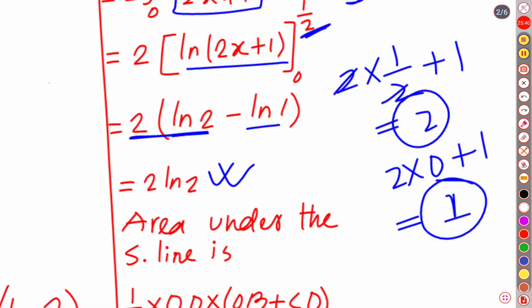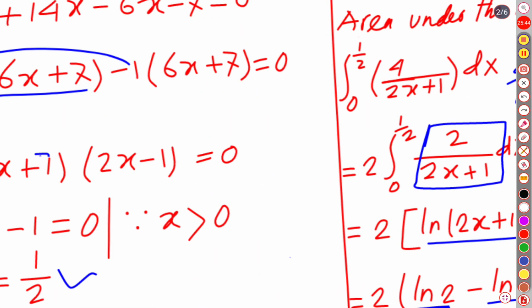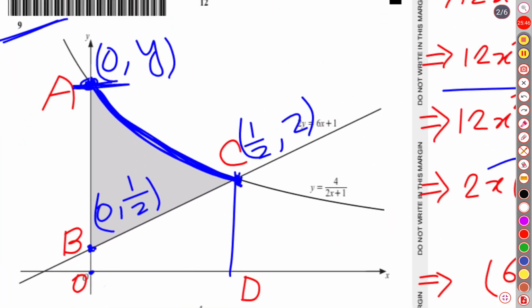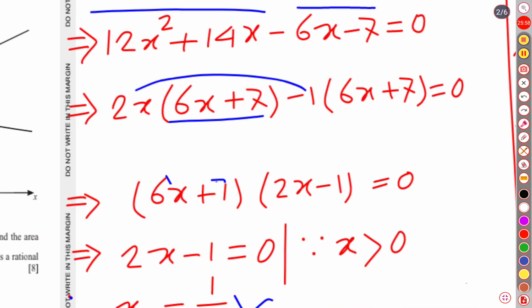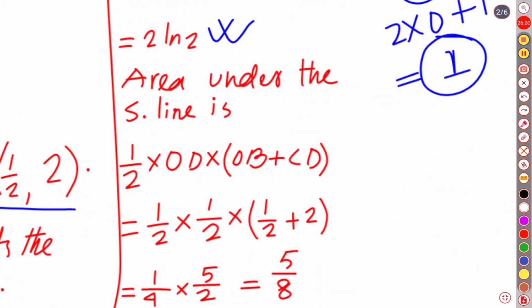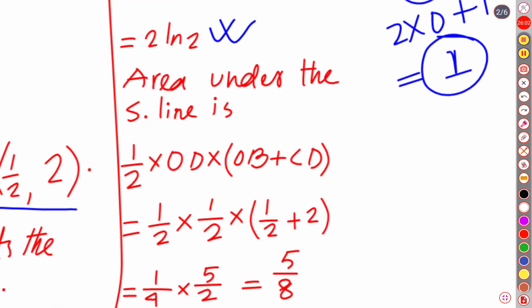Now we will have to find the area under the straight line. We have got the area under the curve, so let us go back. Now we will find the area under the straight line. Okay, this is the straight line. From this we'll find how much is the area occupied under this. So then we have written here area under the straight line.